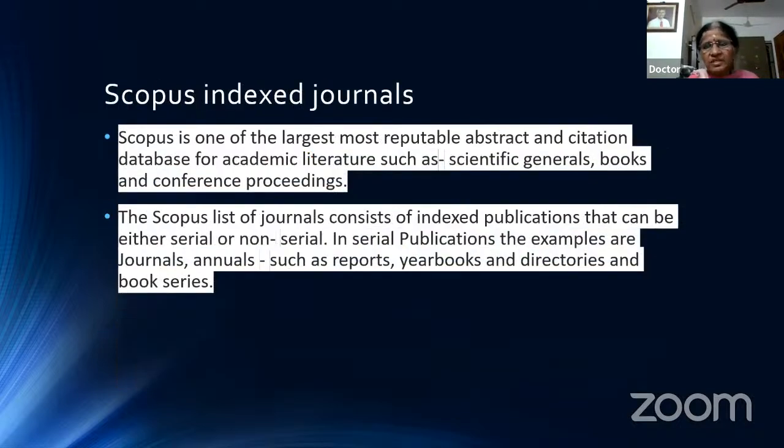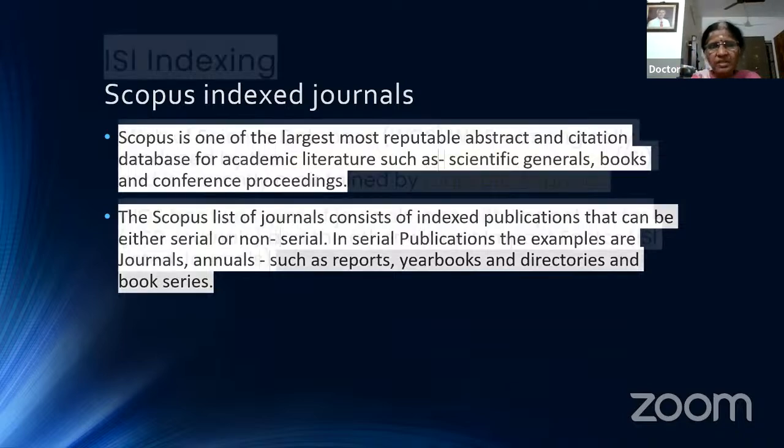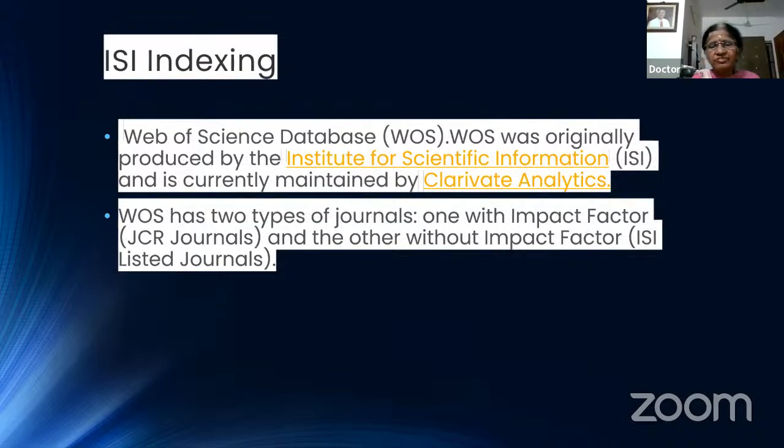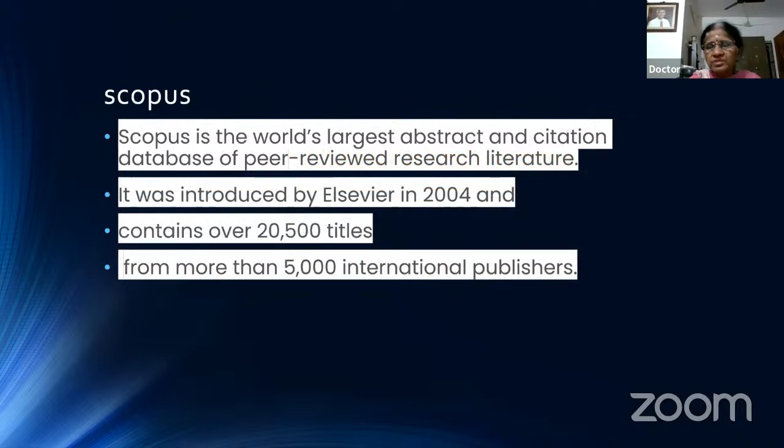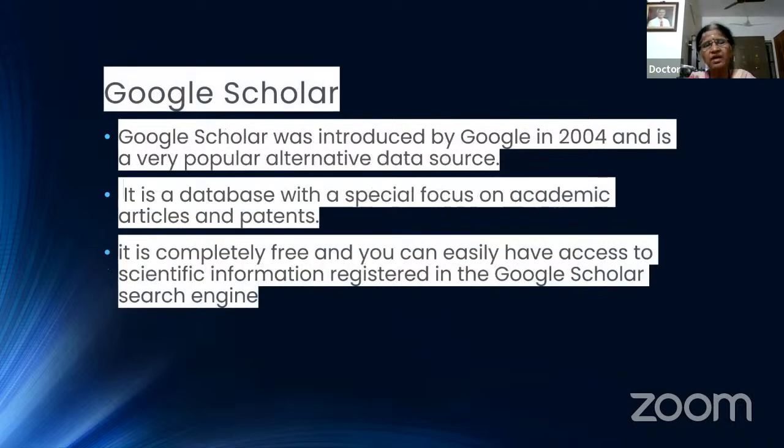Now, like I said, the common ones are Scopus indexed journals. It's one of the largest reputable abstract and citation databases. The other thing I mentioned is ISI indexing, the first one that I said. This is another website you can go to, and this is also an indexed database. Scopus, this name is also becoming very familiar, just like PubMed. People will ask you, have you sent it to Scopus? It is again the world's largest abstract and citation database. So these are some names, and Google Scholar.